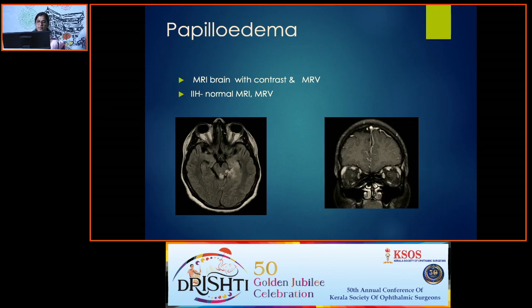In papilledema, again we have to do MRI brain with contrast and MRV to rule out venous sinus thrombosis. So to diagnose idiopathic intracranial hypertension, we should have normal MRI and MRV.